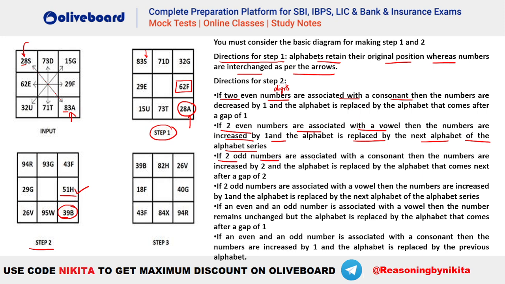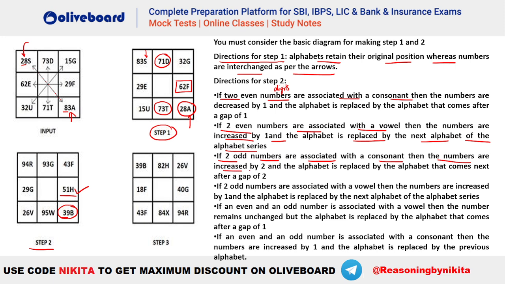If two odd numbers are associated with a consonant, now where do we have two odd numbers here? You can see 71D is there. 71D is two odd digits which are associated with a consonant. Similarly, we have a 73T. This is also there where both of them are odd and it is associated with a consonant. 15 is odd, both of them are odd, but U is not a consonant, it is a vowel. Okay, so in 71D and 73T, we will be applying this particular rule.